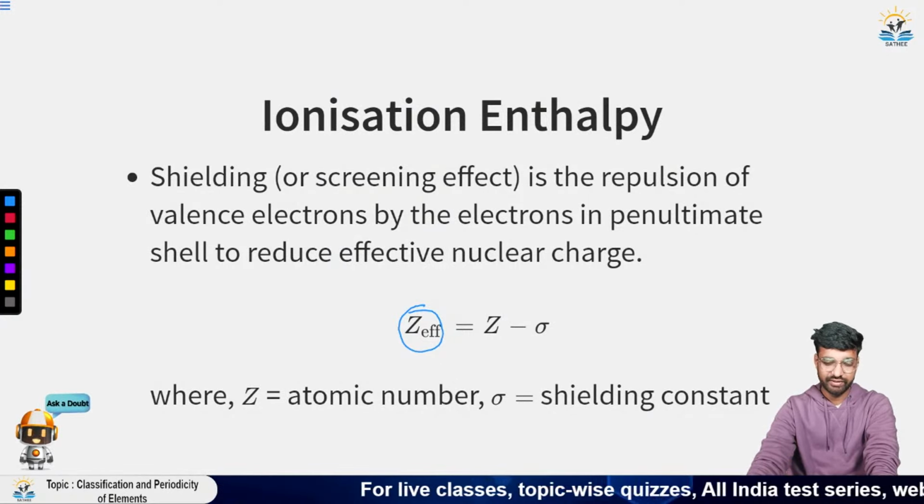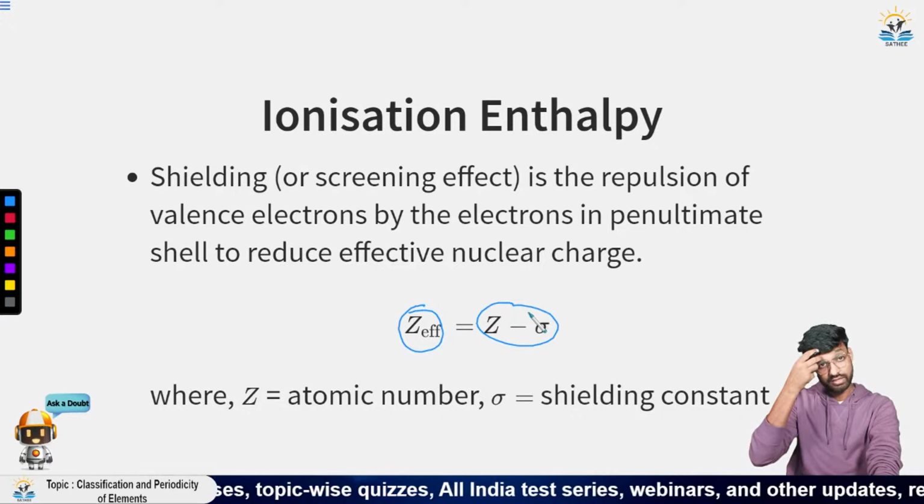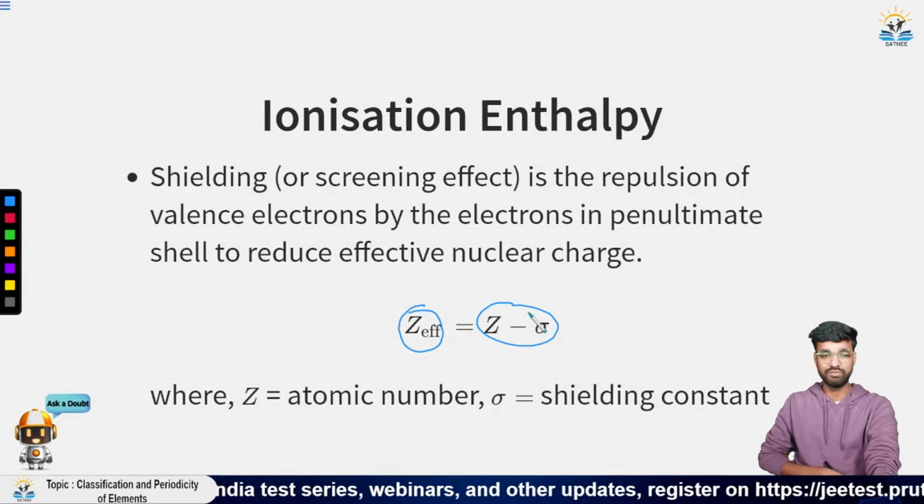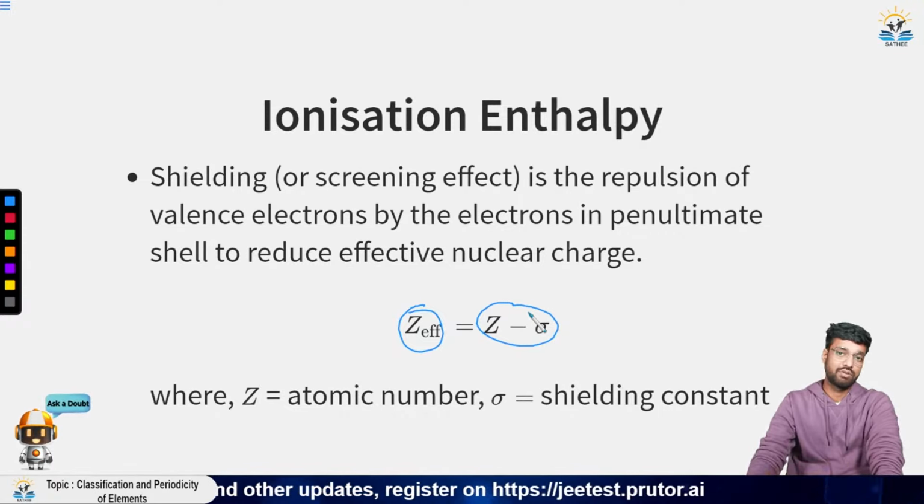And what is Z effective? It is given by Z minus sigma, where sigma is the shielding constant. So we'll now see how this shielding constant is calculated. It has some general rules. You should just keep all of those in mind, then you will be able to calculate this Z effective.